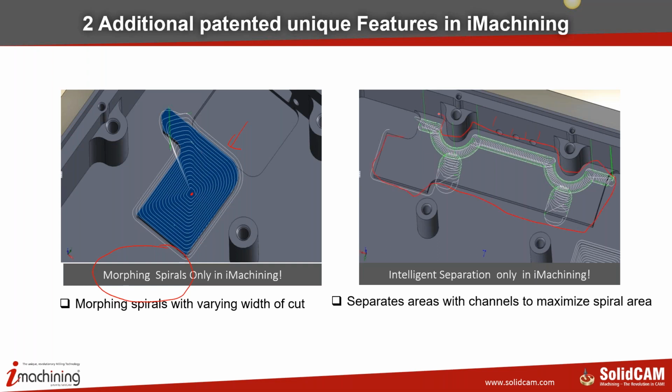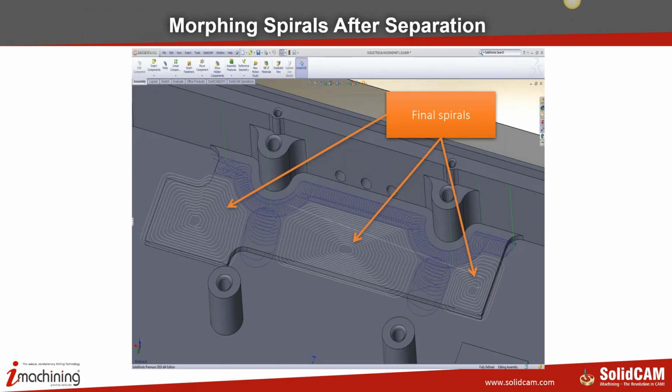If this was my volume to be cut, it will first create a channel here. It will create another channel here by trochoidal. It will create another channel around the wall, okay? So when these three channels get created, it gets three chunks of islands where it can apply morphing spirals. So it has created three chunks here, chunk one, chunk two, and chunk three. So these three chunks will then be used for creating morphing spirals. So this is how my final toolpath will look for that particular region.